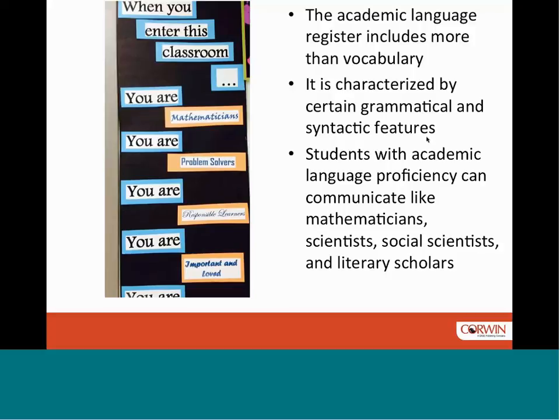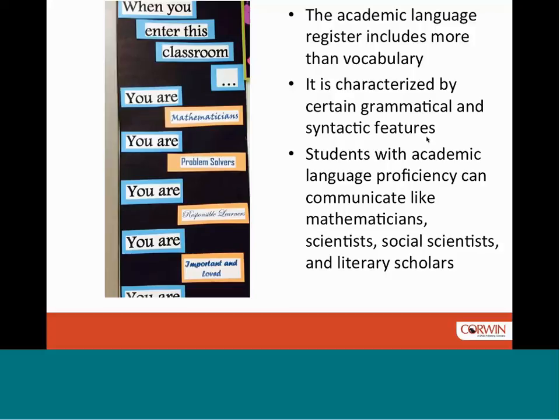So they need to communicate like mathematicians in math, scientists, they need to communicate like scientists in biology, and in science classes, they need to communicate like social scientists in history, and like literary scholars in language arts.